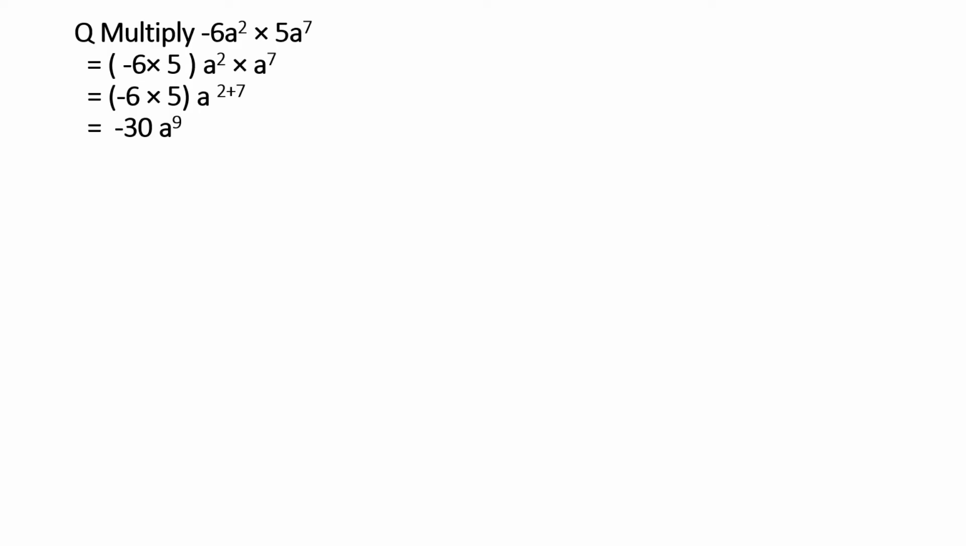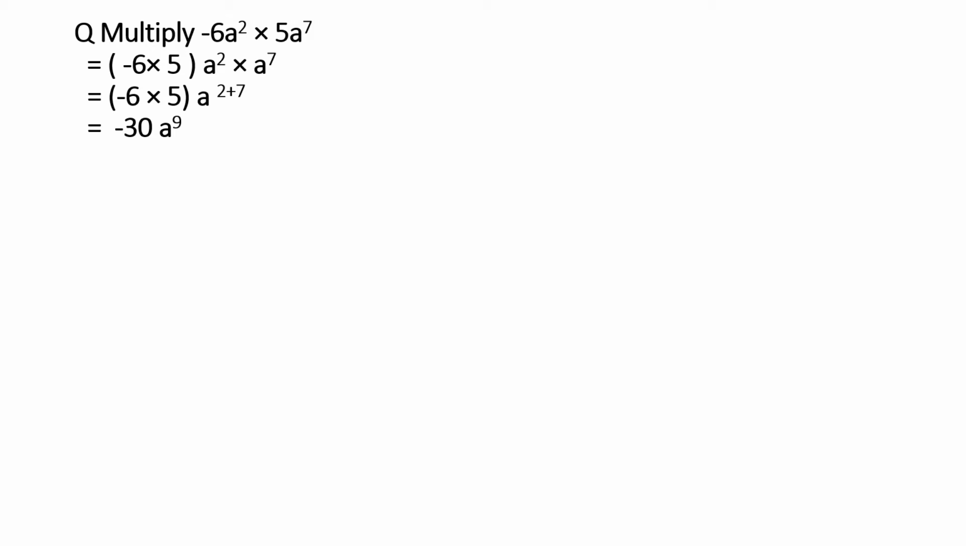Now the first example I am taking here, the multiplication of monomial with monomial. Multiply minus 6a square into 5a raised to power 7. Now the method is, when you have to multiply a monomial with a monomial, multiply the numbers separately as I did here, minus 6 into 5, and a raised to power 2 into a raised to power 7. Minus 6 into 5, a raised to power 2 plus 7.